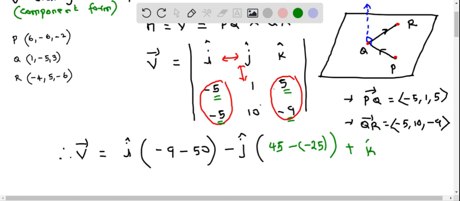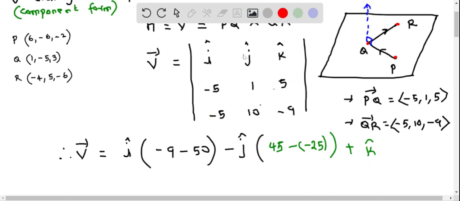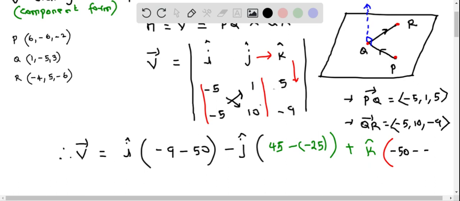Plus the k component. I should leave the corresponding row and the corresponding column. So here I'm going to leave the first row and the last column. When I do that, I get this 2 by 2 determinant to evaluate. So here I use the cross product. So -5 times 10 is -50 minus -5 times 1, which is -5. So I put this -5.